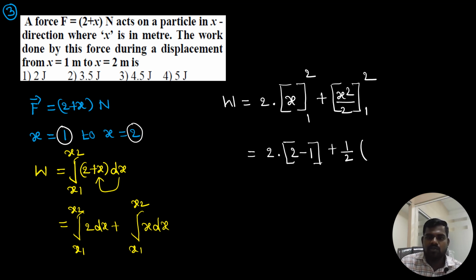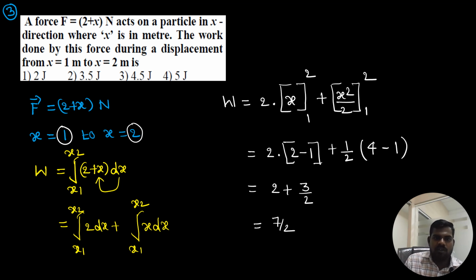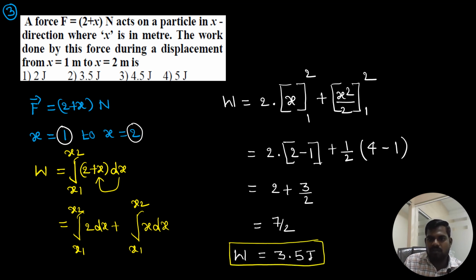Then x square means 2 square. Upper limit 2 square is 4, minus lower limit 1 square, which is 1 only. That is equal to 2 plus 3 by 2, which I think is 7 divided by 2. So work done is equal to 3.5 joules. Finally, I got it. Work done is equal to 3.5 joules. So this one, 3.5 joules.